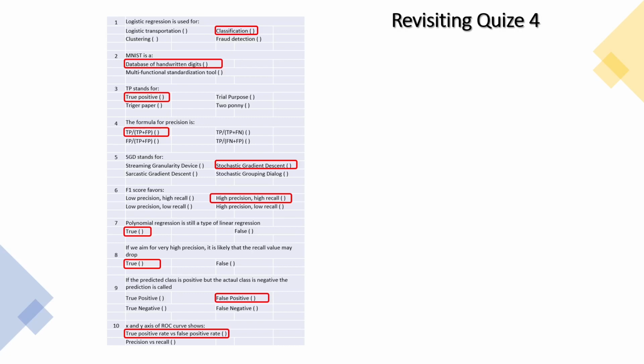Remember, there was an agent trying to go down the side of a hill. F1 score favors both high precision and high recall. And polynomial regression is still a type of linear regression. That's true. That's from the previous week. If we aim for very high precision, it is likely that the recall value may drop. That's true. That's what we have seen with the precision recall curve. If the predicted class is positive, but the actual class is negative, the prediction is called a false positive.